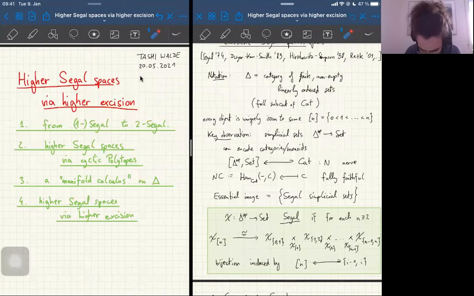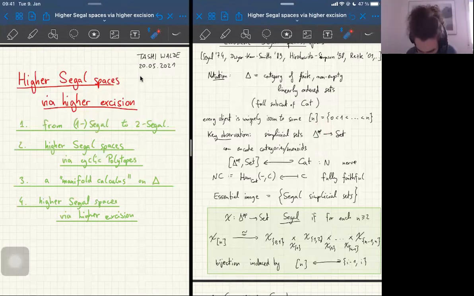So to fix some notation, we have Delta, the simplex category, which for me will be the category of finite, non-empty, linearly ordered sets, which I view as a full subcategory of the category of categories. Up to isomorphism, every object is of this form, which is just a set with the elements 0 up to n with their obvious order. And the main point for this talk is that functors out of the simplex category to Set, or later to some other targets, can encode algebraic structures in very efficient ways.